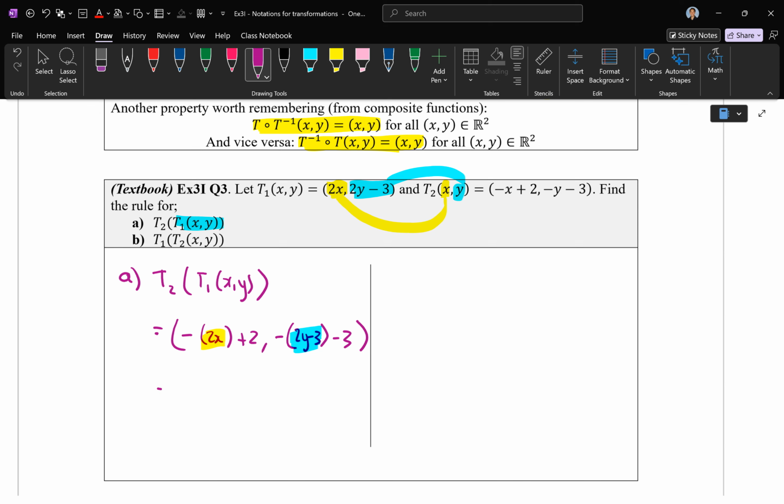If you simplify that, that gives you now negative of 2x plus 2, and that gives you negative 2y plus 3 minus 3, which cancels out, and that gives you negative 2x plus 2, negative 2y. So that's what they mean by finding the rule for T2 of T1. So far pretty straightforward. It's what you've done in exercise 1E, composite functions, except now you're using transformation functions. So you can have a go with the second example.